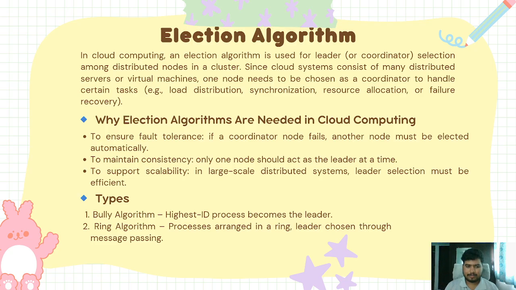There are two basic types of election algorithm. First one is the bully algorithm, in which the higher ID process always becomes the leader. And second one is the ring algorithm. Here, all the processes are arranged in a ring, and the leader is chosen through message passing through the ring.